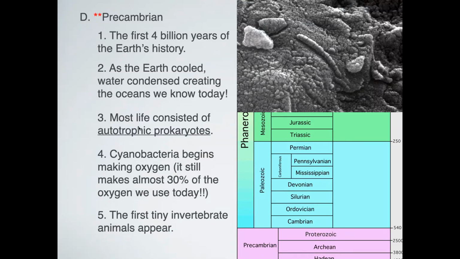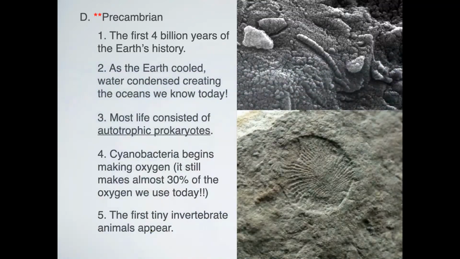And at the end of this Precambrian era, the first tiny invertebrate animals appear. And again, remember, not every organism is fossilizable. Is that a word? I don't think it probably is, but so we're talking about tiny little invertebrates.